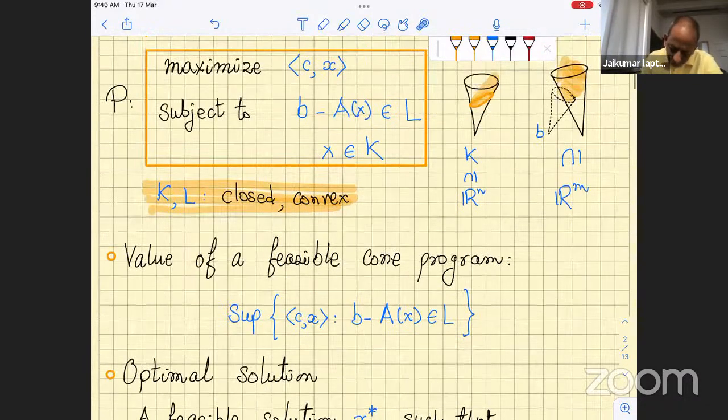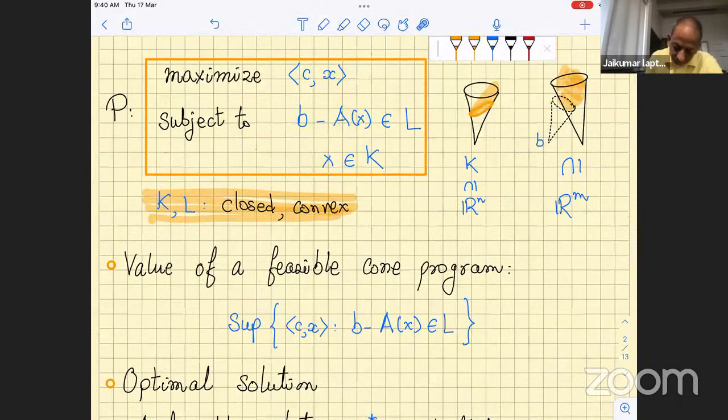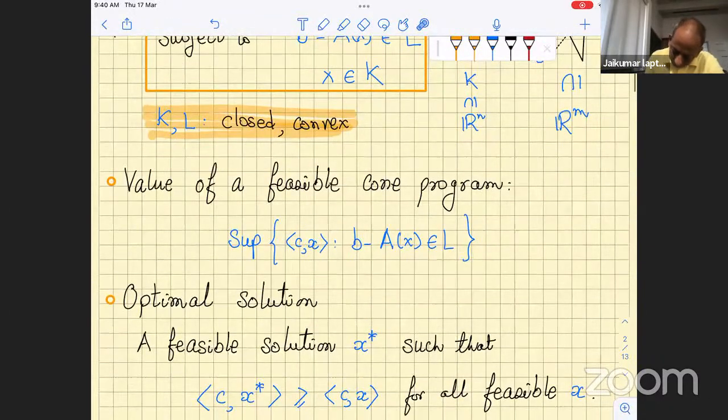Now, when you write down such a program, what is the value of the program? So the value of the program is among, sorry, I should probably write more here.